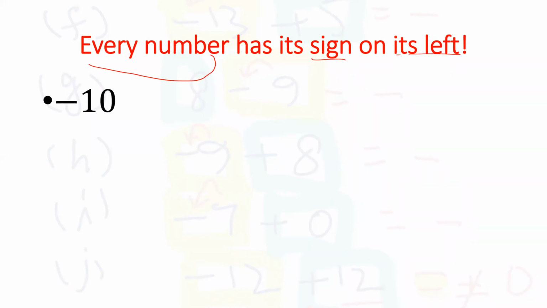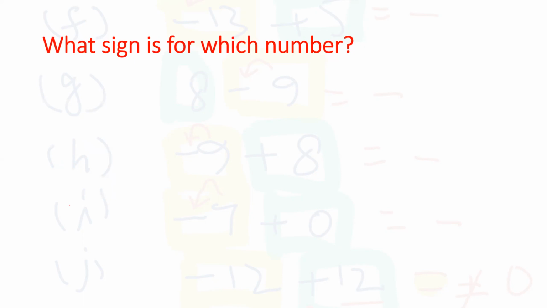If this is a number 10, what is the sign of that number? The sign is minus. Similarly, if there is a minus 2, then 2 is a number whose sign is minus. Similarly, there is a number 2 again, but it has no sign. If there is no sign, what sign does it have? Actually, if a number has no sign, it means it has a plus sign, and that's why its sign is plus.